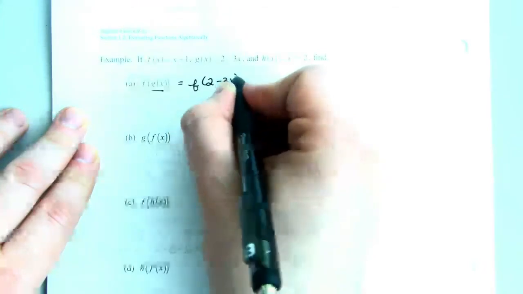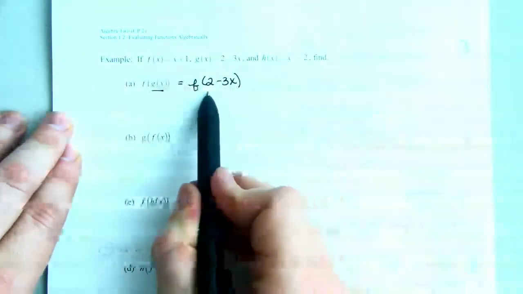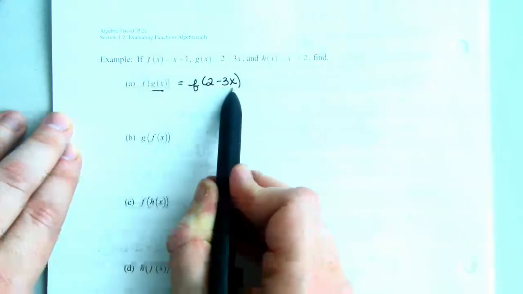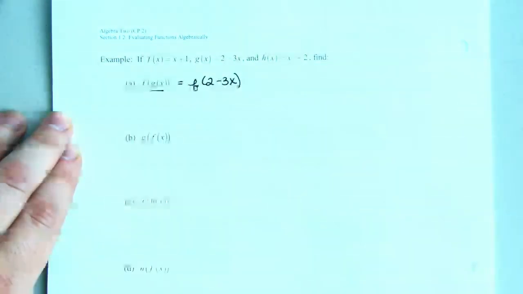Same three functions. I want to find f of g of x. Well, I'm going to start on the inside, and I'm going to plug x into the g function. And I'm not going to think too hard, because if I plug x into the g function, I just get the formula 2 minus 3x. This is going to give me the problem f of, what is g of x? 2 minus 3x.